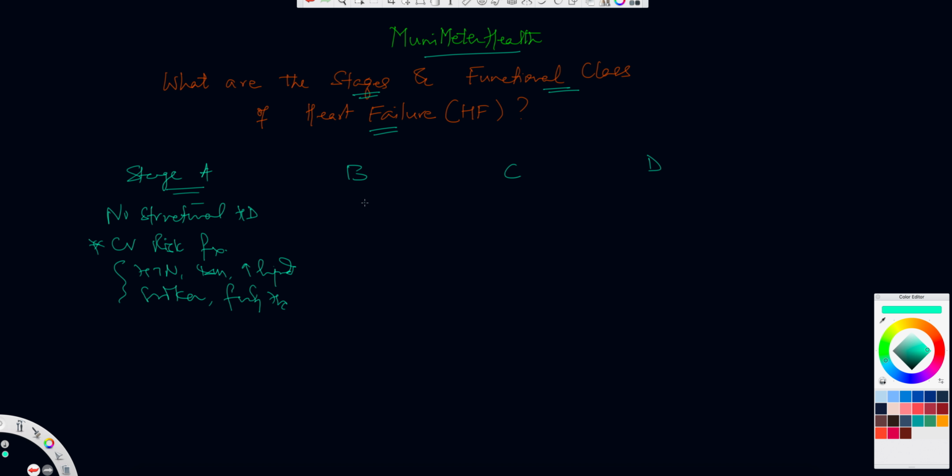Stage B implies that there is structural heart disease now present. So these patients have started to develop either an LVH, if they were hypertensive, or maybe some asymptomatic LV dysfunction now starting to occur. The ejection fraction used to be 55, and is down to about 50, but the patient is not having any symptoms. So no symptoms, very important. So no symptoms yet. Obviously, these risk factors are existing.